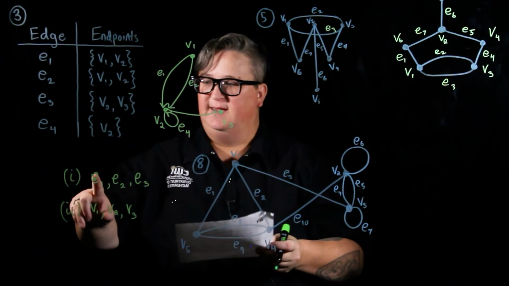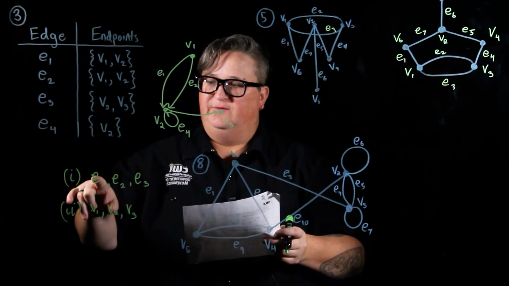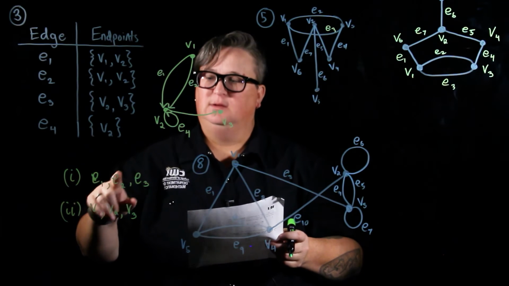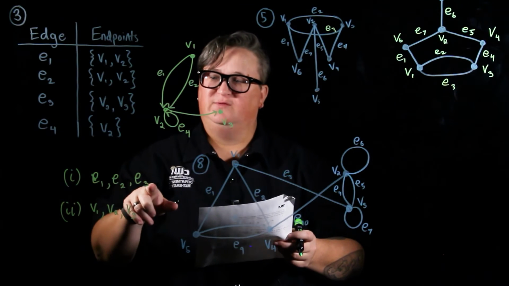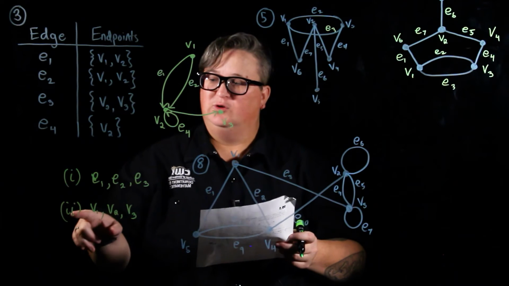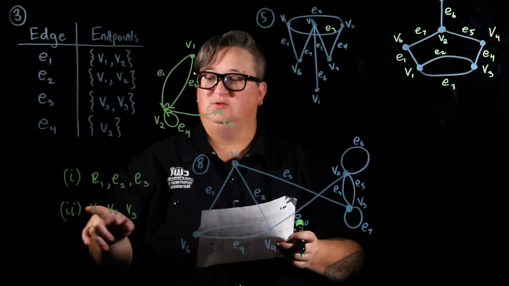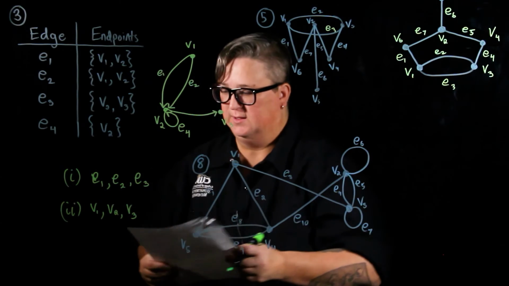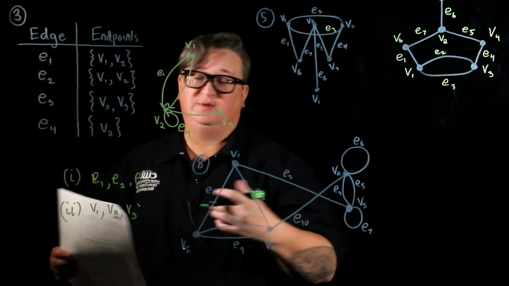So pay attention to that vocabulary. When you're talking about what's incident to a vertex, you're talking about edges. And when you're talking about what's adjacent to a vertex, you're talking about other vertices, okay? But similar kind of concept.